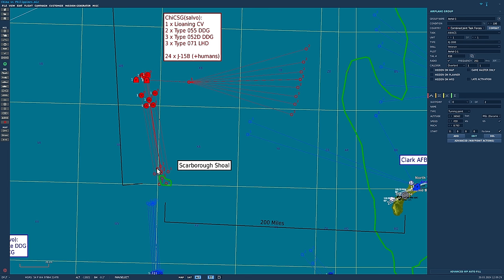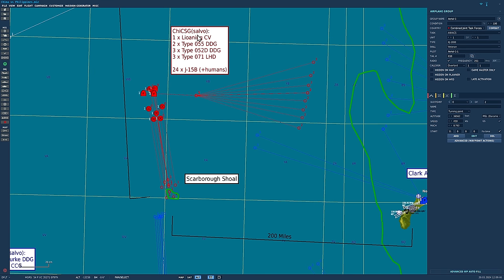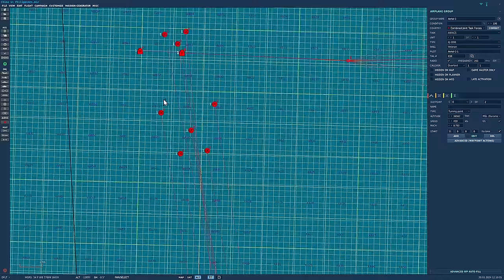So they're sending a large mixed strike group. They are currently 70 miles away from the atoll. It consists of 1 Liaoning CV, 2 Type 055 DDGs, 3 Type 052 DDGs, and 3 Type 071 LHDs. Aboard the CV are a full complement of 24 J-15s in the air superiority role. Let's go and have a little look.